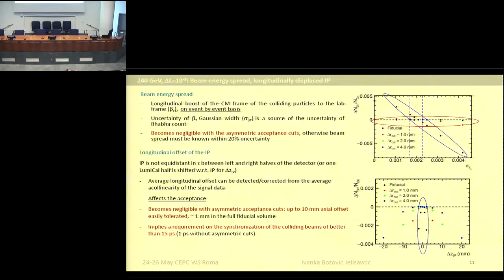Uncertainty of the Gaussian width of the beta distribution is actually the source of uncertainty of Bhabha counts. This is with the lab-style cut. We are quite relaxed. While if asking for the full fiducial volume of both sides of the detectors, the beam spread must be known within 20%. This is apparently not an issue, so we can go with this type of selection. However, it's always nice to be insensitive rather than sensitive.